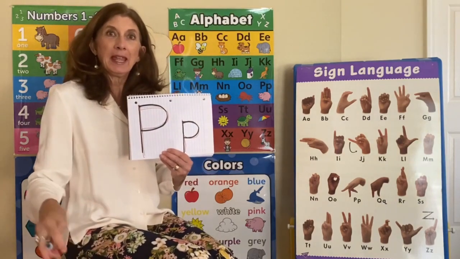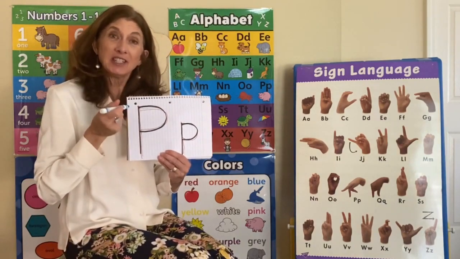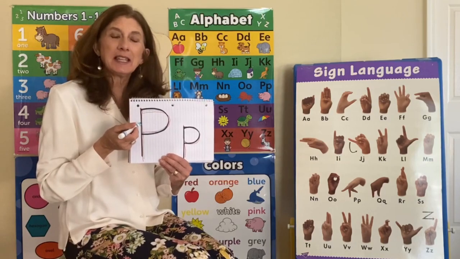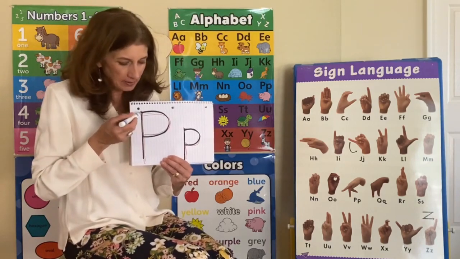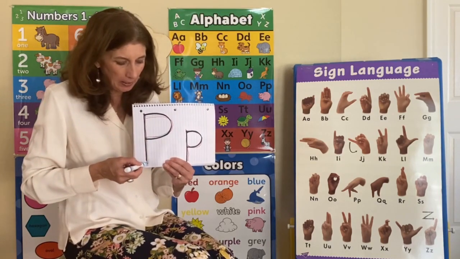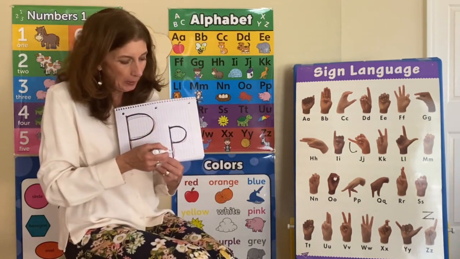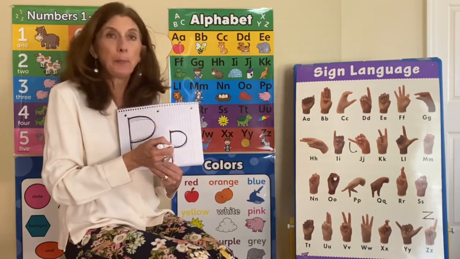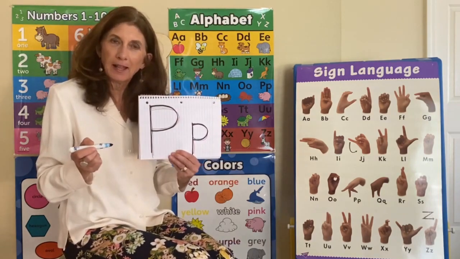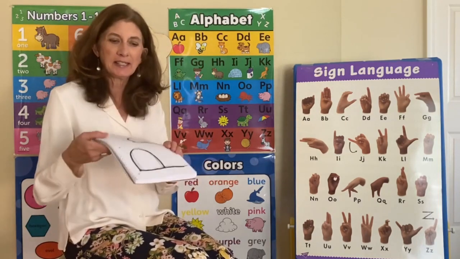Blue is going to start on the red dot also. Let's say the letter and the letter sound when we do it this time. P, P, P, P, P, P, P, P, P. That's a fun letter to say.